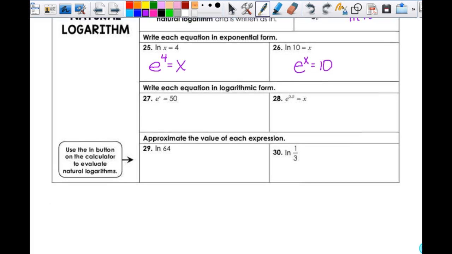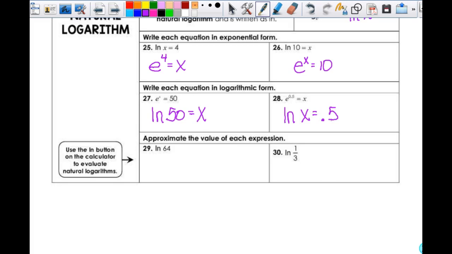Then going the other way, writing in logarithmic form, when you see an e, you know that it's natural log. So natural log base e, then what do we take the natural log of? 50, and that would be equal to that exponent that I can't read because it's like a smudge there. What is it? X equals x. Then this is going to be the natural log of x equals 0.5. Okay, everybody good with that?